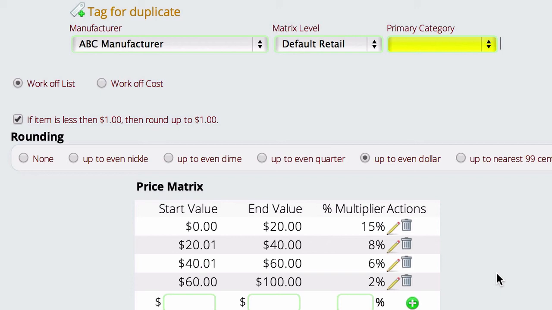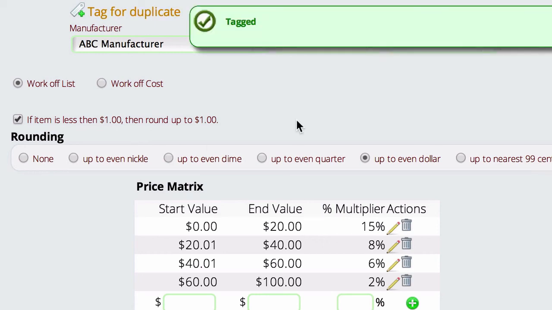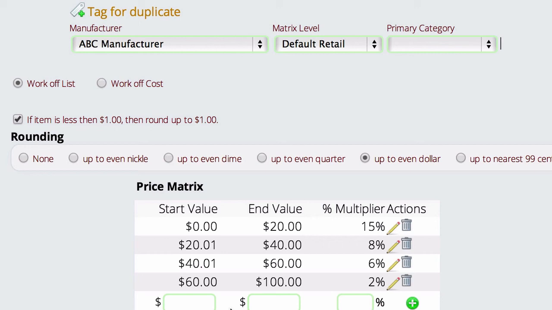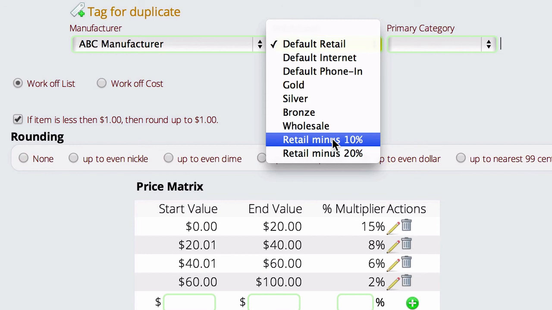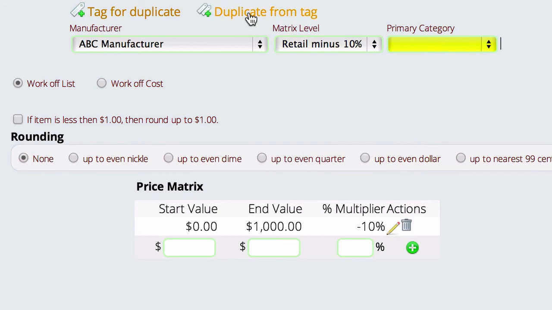So it's very critical that if you want it to operate in the way that this particular dealer wanted it to operate, that you follow this process. So step one is you're always wanting to work off of default retail. So always go to default retail and tag it. That's all you have to do, just tag that item for duplication. So now what we're going to do is jump over here to our retail minus 10, and I'm going to tell it to duplicate.